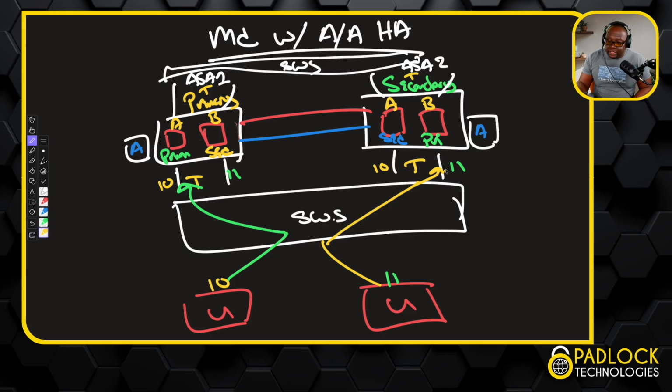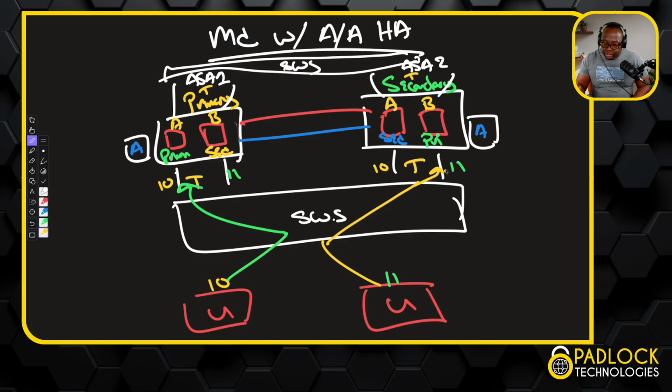Now, if you're looking at this, like I said, context A, the primary is ASA1, context B, the primary for context B is ASA2. So this is where the active-active comes into play, because in your normal active standby failover, you have everything going over the primary firewall, and then in a failover event, everything goes over to the secondary.